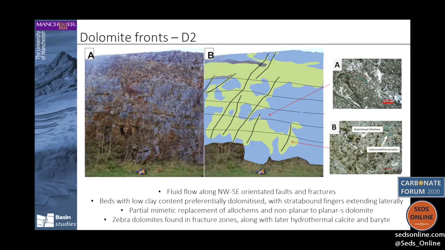Dolomitization occurs preferentially within the lower clay content beds, and then where dolomitization does occur, it fingers out into stratabound fingers which extend laterally away from the faults. We have partial mimetic replacement of the allochems and a non-planar to planar dolomite fabric formed. Also within the faults and fractures, occasional zebra dolomites have been found, as well as later hydrothermal calcite and barite.